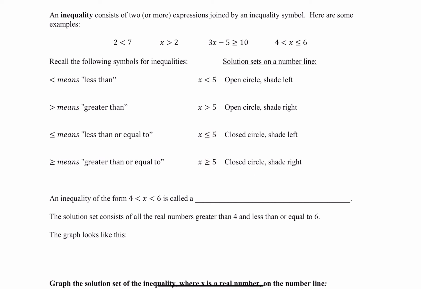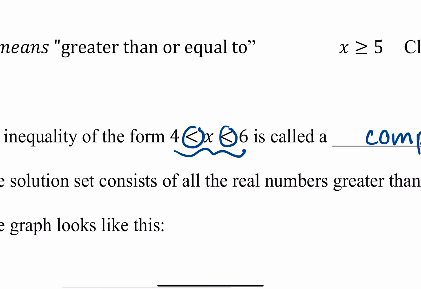Finally, as stated above, an inequality of this form, where it essentially uses two inequality symbols, is going to be referred to as a compound inequality. Another way we can write this is to consider the two inequalities, namely that 4 is less than x, and the other scenario where x is less than 6. So if you really think about this, 4 must be less than x.